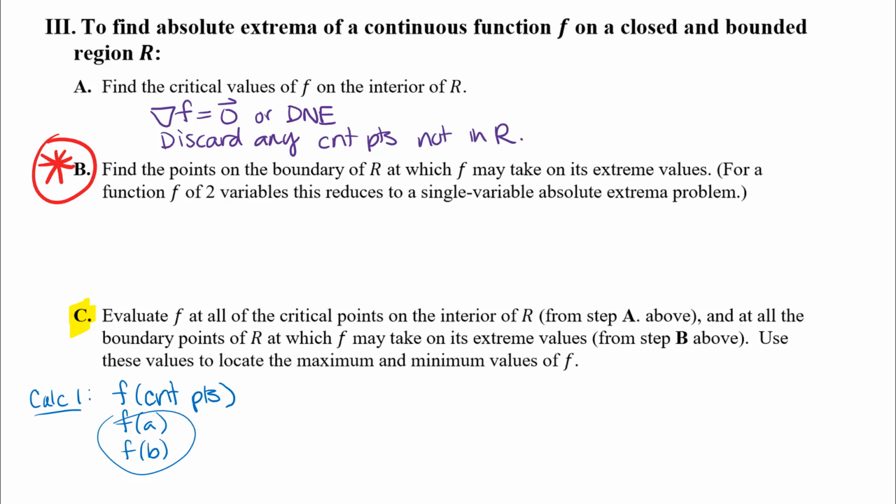So you're going to find the points on the boundary of R at which f may take on its extreme values. There are a couple of ways to do that. One way is to substitute the boundary equations into the function. That allows you to reduce the number of variables, and maybe it turns into a single variable absolute extrema problem. Most of the ones that we'll look at will turn into that.